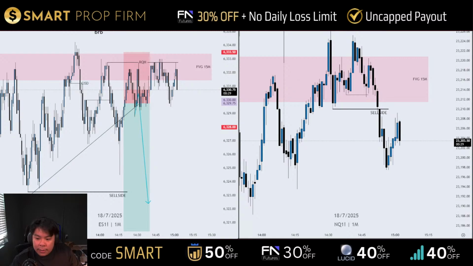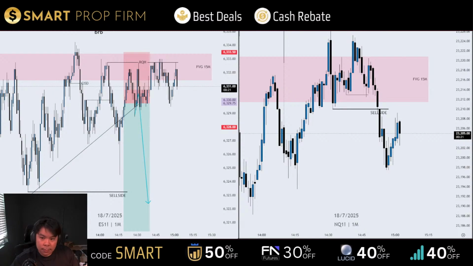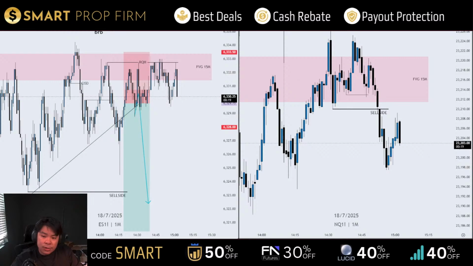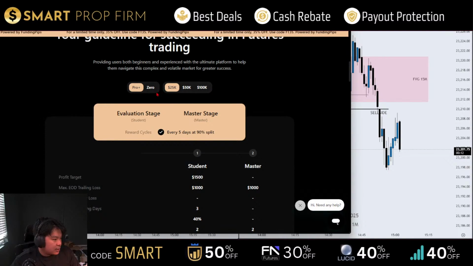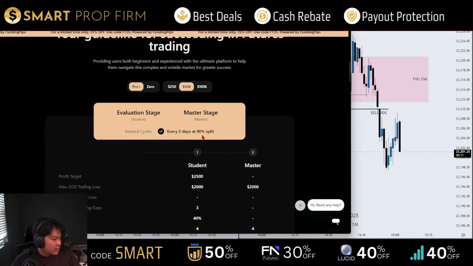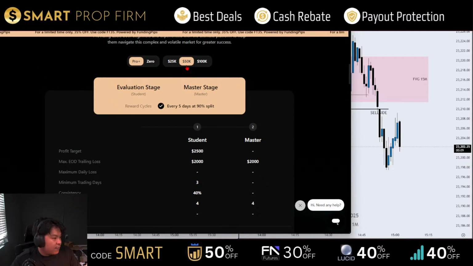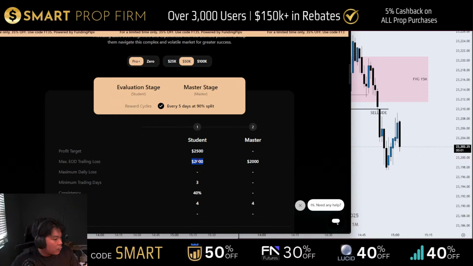Is Funny-Ticks better? Funny-Ticks still has payout caps, by the way. I mean, Funny-Ticks is also a good deal. You guys are really trying to compare back and forth. So we're doing the eval comparison, right? 50K. With Funny-Ticks, they give you 2,000 drawdown with 2,500 profit target. Funny-Next is 2,500, 2,500. You get 500 more.